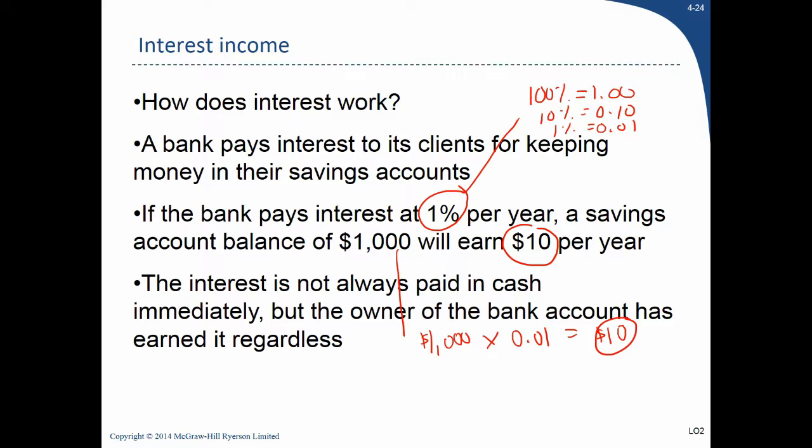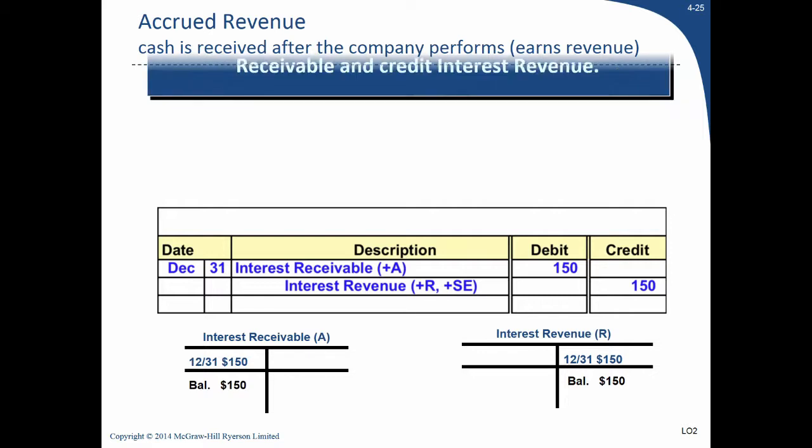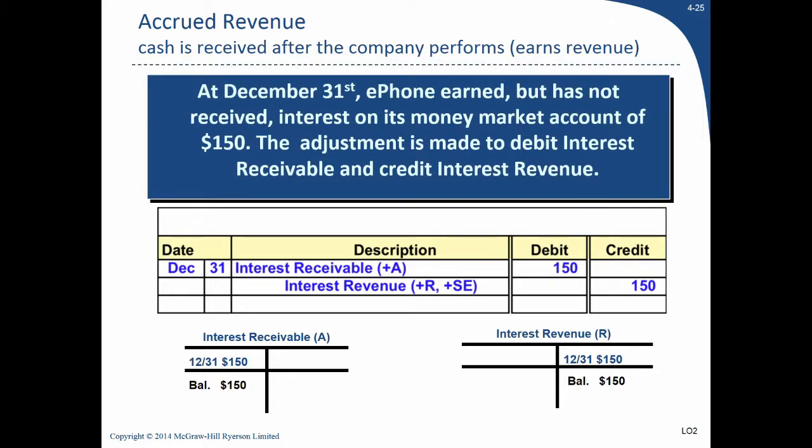So here's the thing, the interest is not always paid in cash by the bank immediately, but the owner of the bank account has earned it regardless. What if the bank says, we'll pay you 1% interest on January 1st every year, right? We'll sort of let it accrue because they don't want to be dealing with making a small payment into your account every month. So in this case, at December 31st, ePhone has earned, but has not yet received, interest, and a money market account is just short-term investments, okay, it's earned interest of $150.